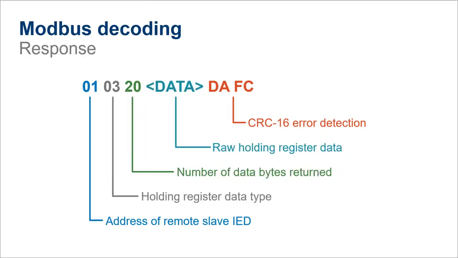After receiving this message, the server device will respond. It will respond with its own address, 01 in this case, what type of response it's providing, holding register data, and how many bytes it's returning, which in this case is 32 because it's 20 hex. And then it will provide the data, which should be the size of data bytes returned and however many registers it needs to return. And at the end of this, we still have the CRC16 error detection to make sure nothing was lost.